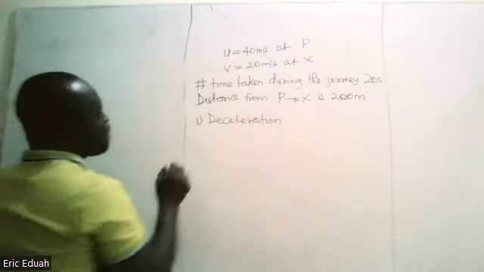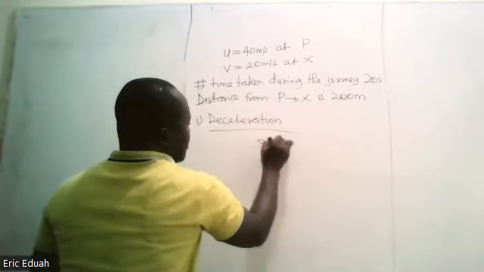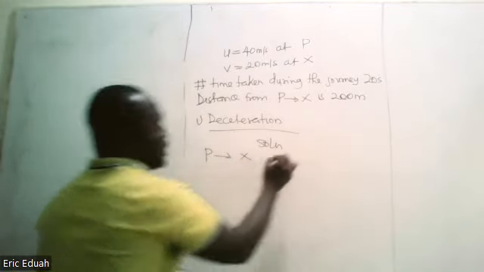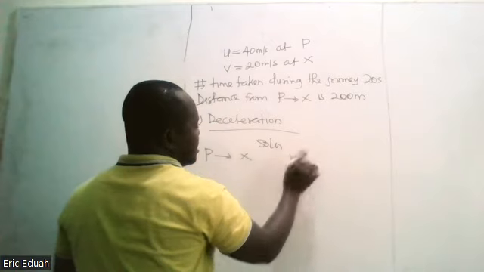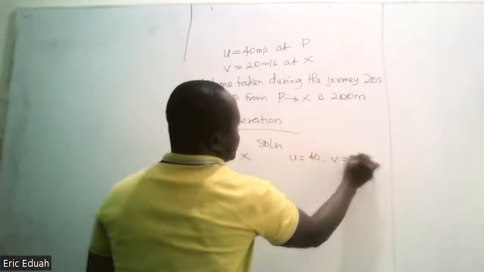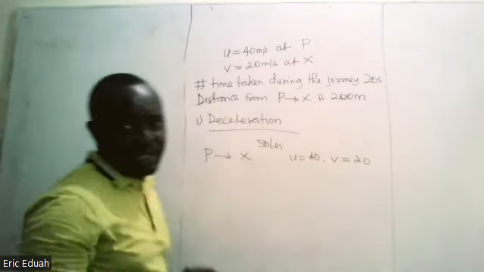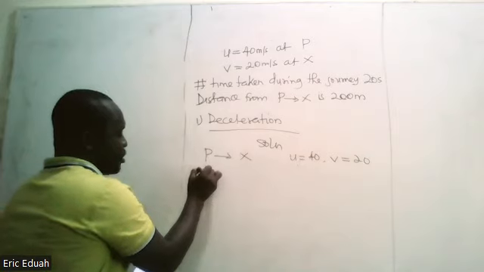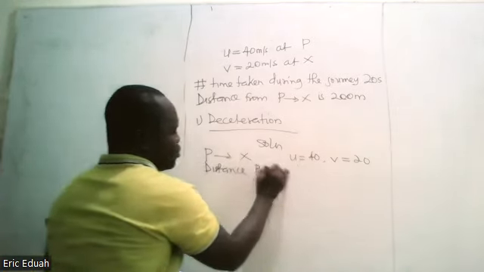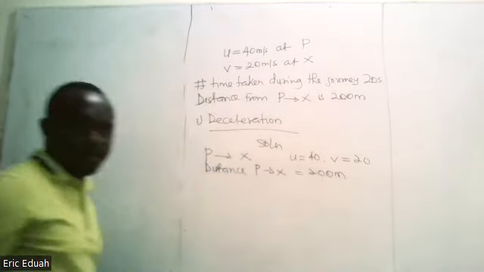So concerning the motion from P to X, we have initial velocity 40, final velocity 20. We also have the distance traveled. Okay, distance from P to X to be equal to 200 meters.